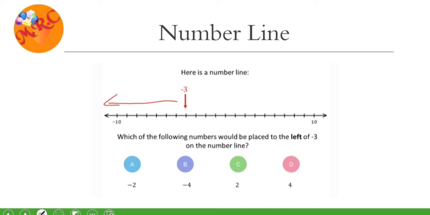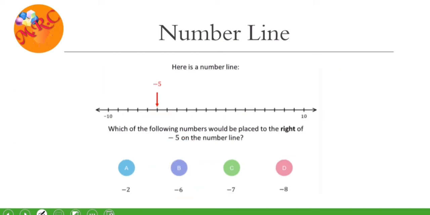And when we look at it, if we just continue numbering this number line, this would be -4, -5, -6, -7, right? And if we go this way, it would be -2, -1, 0, 1, 2, 3, 4. Which of those numbers appear on the left? Definitely -4. Good. All right, let's go to the next one.